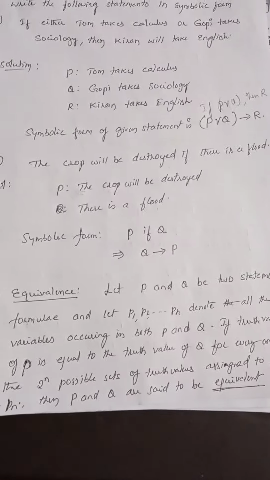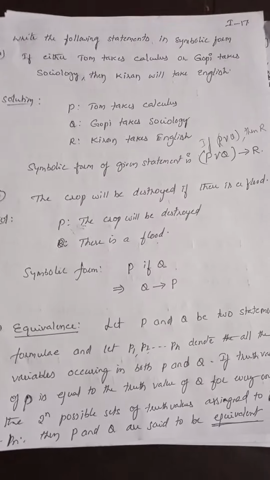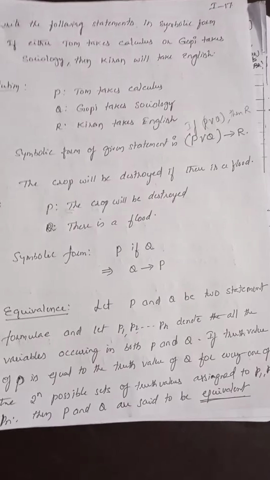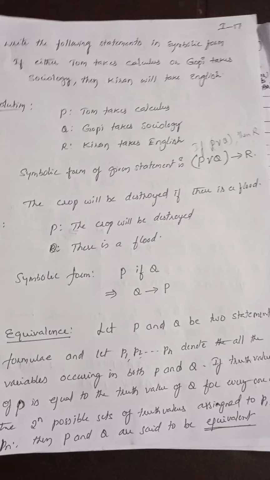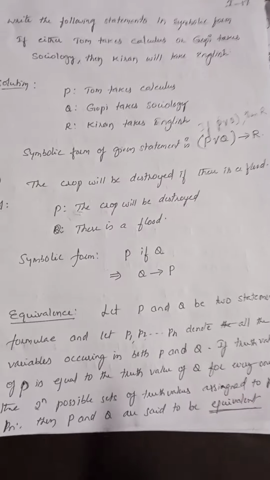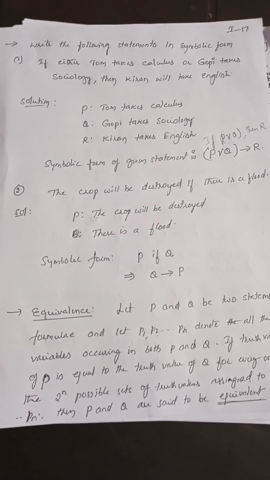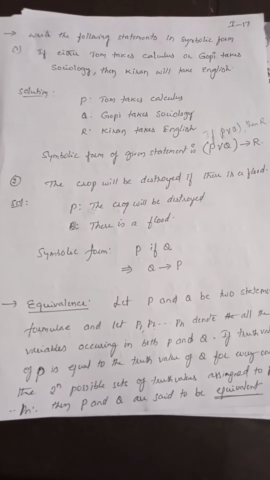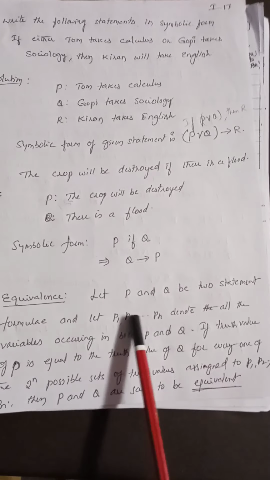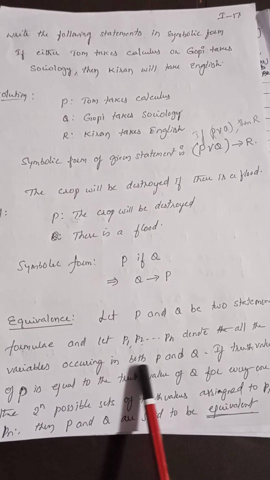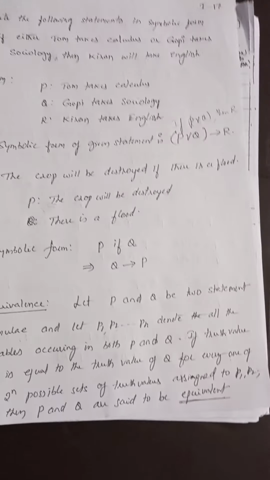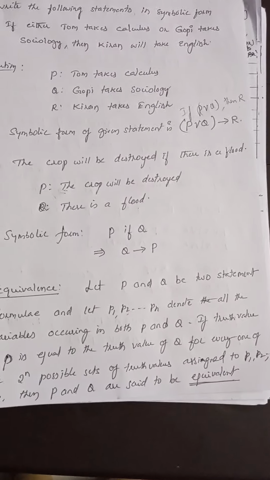Now, this is the definition. Two compound statements are said to be equivalent, or you can say logically equivalent, if their truth tables are identical for all possible truth values. Now, here P and Q be two statement formulae. Formulae means two compound statements. P is a compound statement, Q is a compound statement. Let P1, P2 and so on Pn denote all the variables occurring in both P and Q. That means P is a compound statement which contains P1, P2 and so on Pn, right?